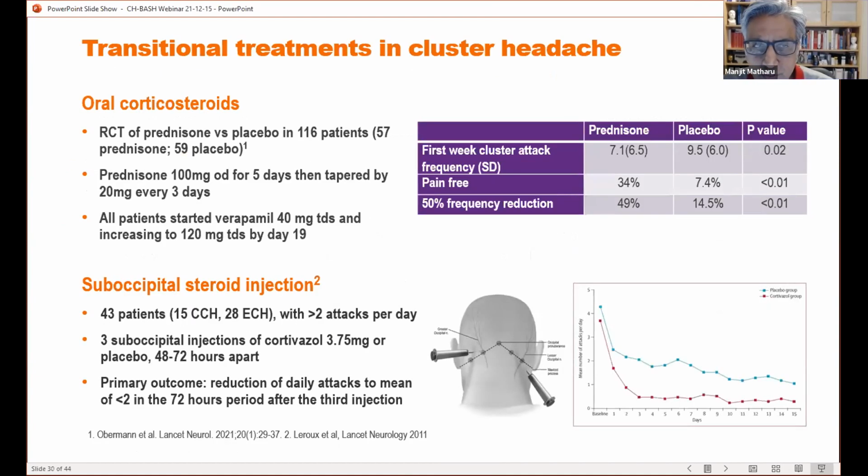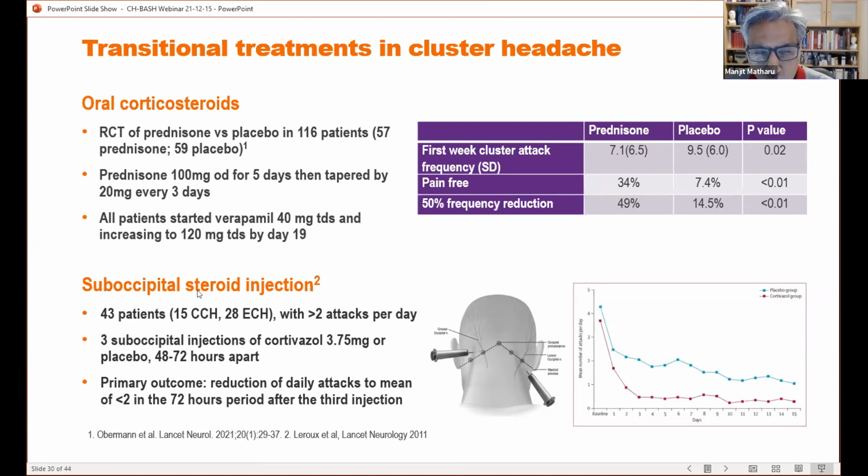Moving on to the transitional treatments, what do we have? A study recently done by a German colleague showing that oral corticosteroids, which very many of us have been using for a long period of time without any evidence base, they've now done this wonderful study, which has taken them a good 4 or 5 years to do, and they've shown that if you use prednisone at 100 milligrams once daily for 5 days and then taper the dose by 20 milligrams every 3 days and start verapamil at the same time, then in the steroid group, there was a 50% response rate compared to 15% in the placebo group. Very clearly proving that as a transitional treatment that's effective.